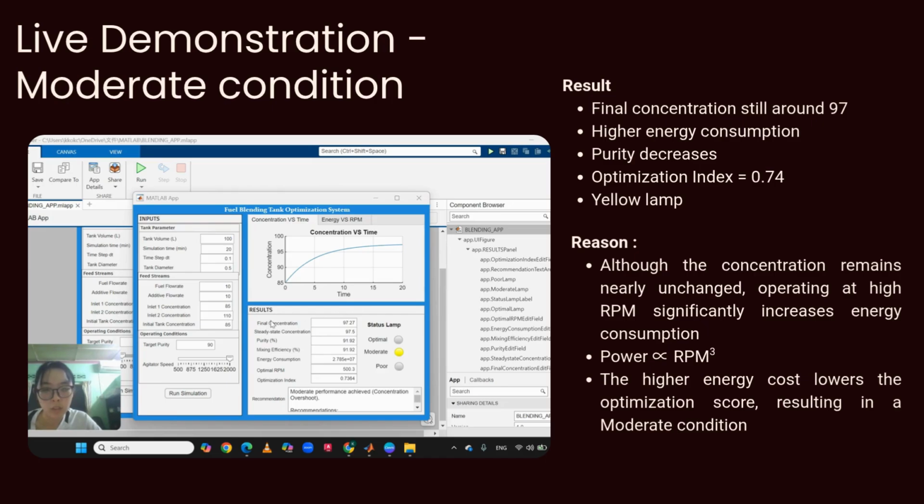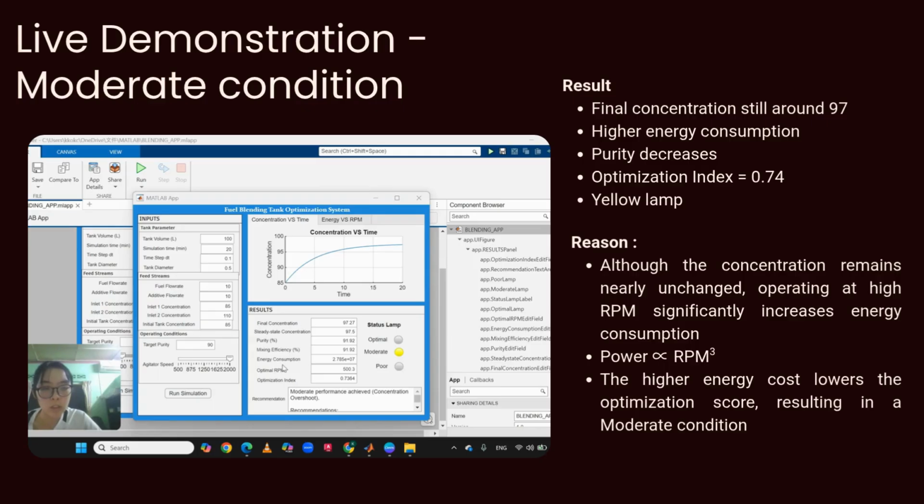Because the final concentration here is 97, which is much higher than 90, this creates a concentration overshoot, and the purity calculation is measured on how close the final concentration is to the target value. Since the system overshoots the target, the purity decreases to about 92%. Although the concentration hardly changes, because we increased the agitation speed from 500 rpm to 2000 rpm, it dramatically increased the energy consumption.